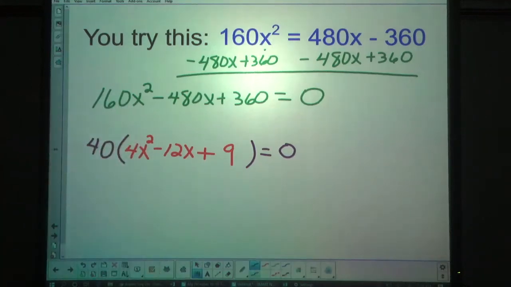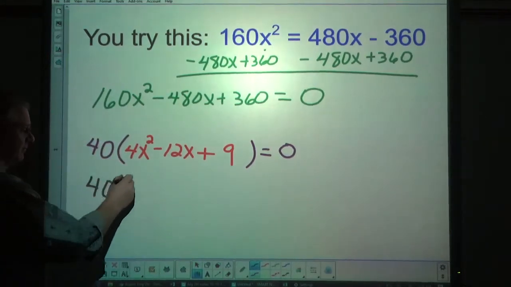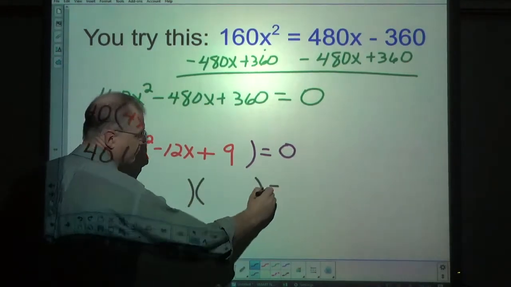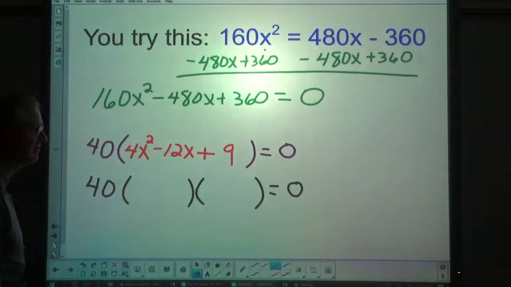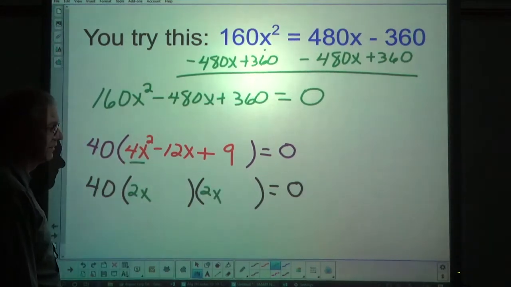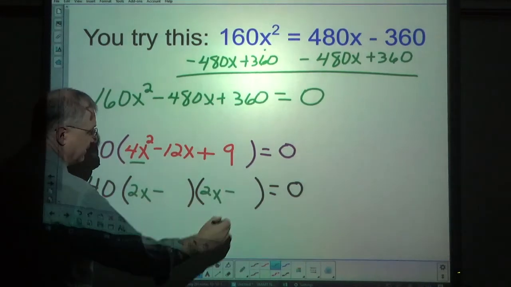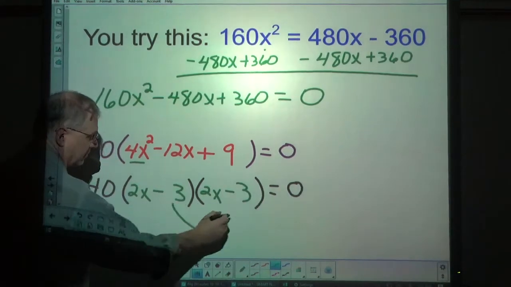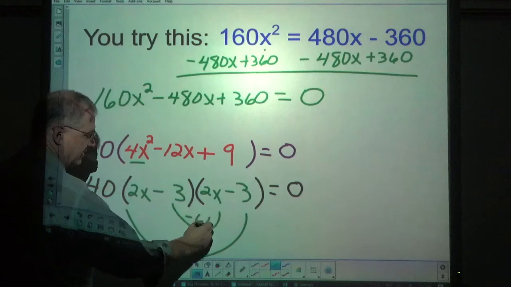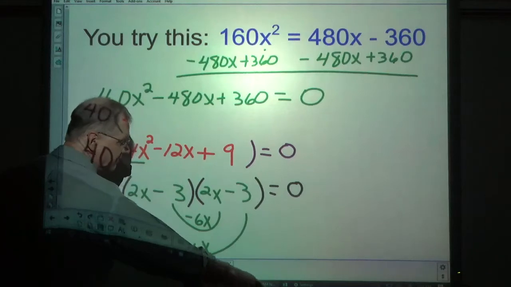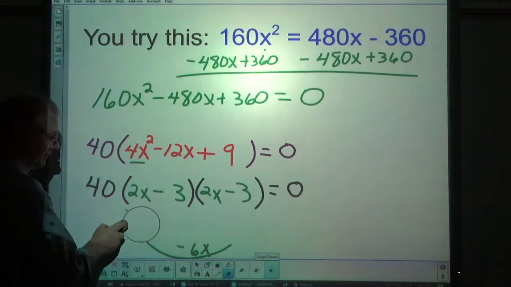All right. Again, the 40 comes down. I could have divided by 40 to get rid of it, but I'm just going to leave it there. And inside, I believe it's going to be 2x and 2x to give me 4x squared. We're going to have a minus and a minus. 3 and 3. Let's check. Negative 6x. Negative 6x. Sure enough, that adds to negative 12x. So yes, I have the right factoring.